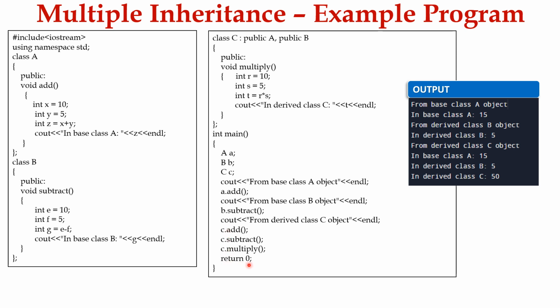The next statement is return 0, which means that we have executed the program successfully and the program ends here. Hope you are clear on this multiple inheritance example.